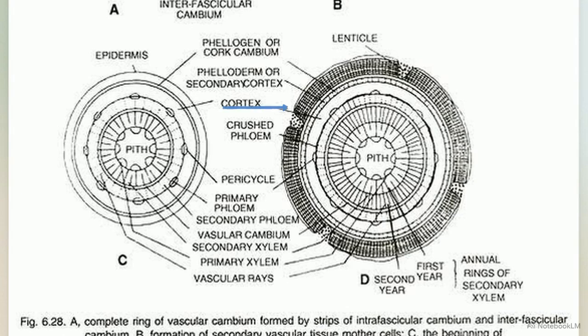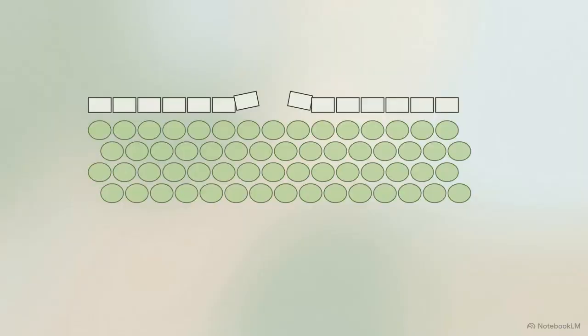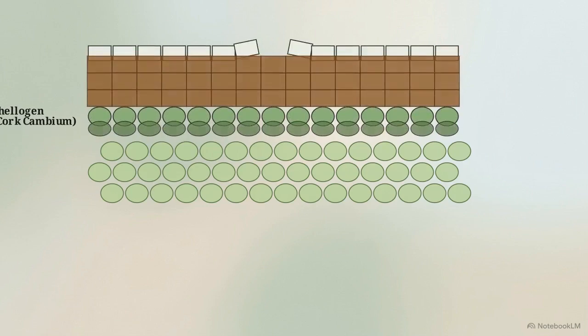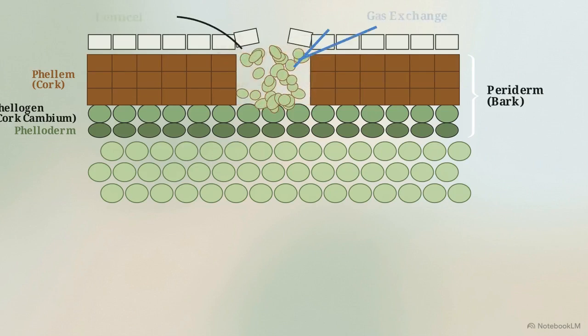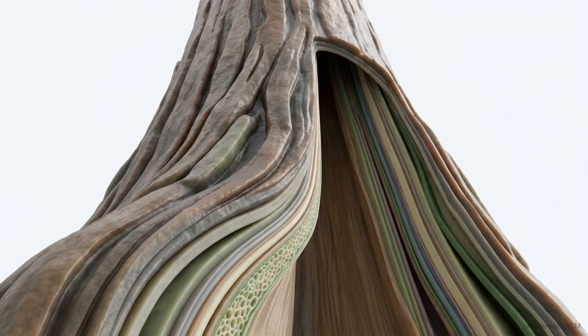Look at diagram D, which shows a 2-year-old stem. As the inner wood expands, the outer epidermis is stretched and ruptured. To survive this, a second lateral meristem called the cork cambium, or phellogen, activates. It generates a protective periderm layer, replacing the epidermis with tough bark, while leaving small pores called lenticels open for gas exchange. Secondary growth is the plant actively replacing its primary tissues with heavily fortified secondary layers, allowing it to support a massive physical footprint.